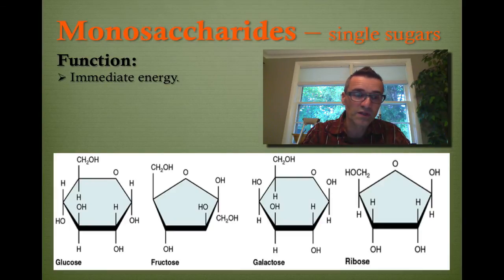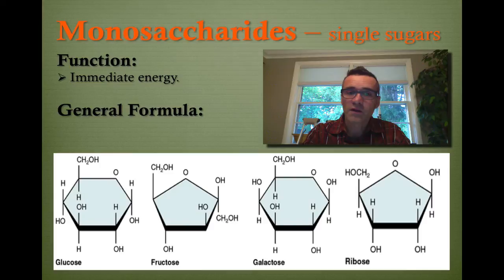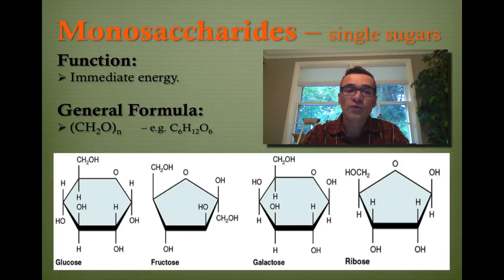So when you really need to get going and produce a lot of ATP, that's what your cells are using right away. If you look at the general formula for all of these, they all look slightly different. They're all slightly different structures compared to each other. So if you look at glucose here compared to fructose, it's quite different from each other in structure. But they all have the same general formula, and it's this. It's basically 2 hydrogens for every 1 carbon and 1 oxygen.